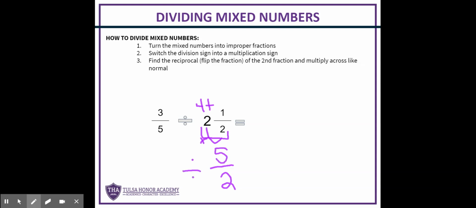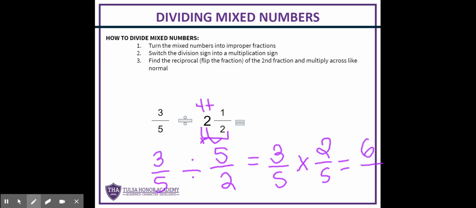And I'm just going to rewrite this just so that we don't get confused on where we're at. And remember, since we're starting with division, we have to flip the second fraction after we switch it to multiplication. So we keep that first fraction the same, switch that division sign into multiplication, and then flip the second fraction, so it should now be 2/5. And now we just multiply straight across. 3 times 2 is 6, and 5 times 5 is 25. So our answer is 6/25.